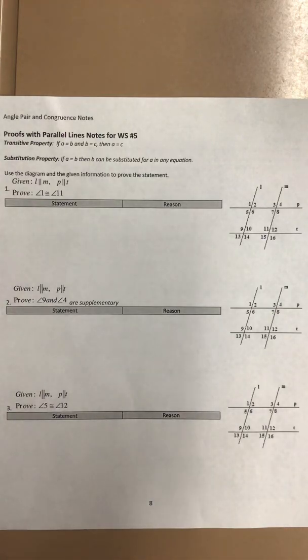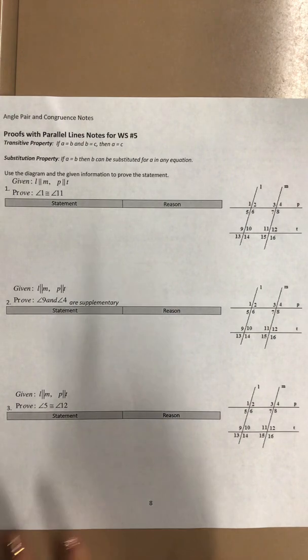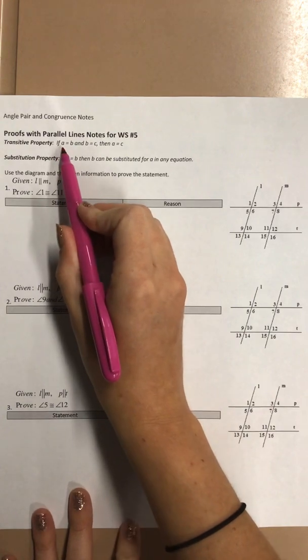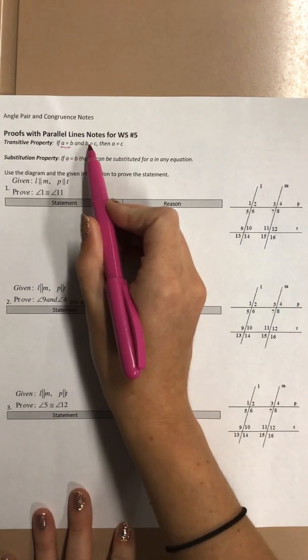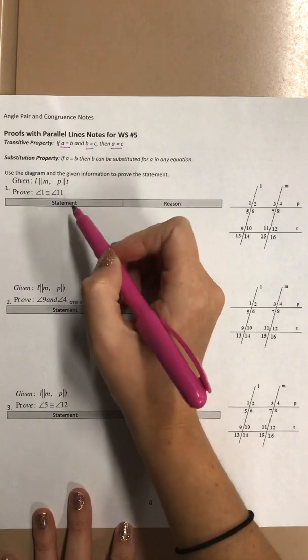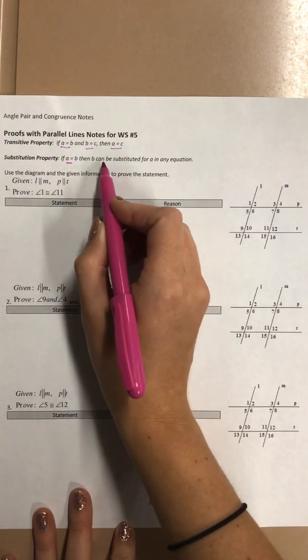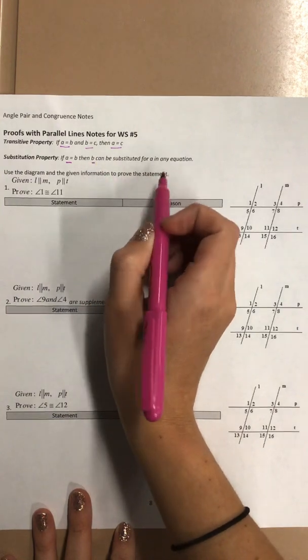Okay, so we are on notes 5, and it's proofs with parallel lines. So we are starting our proofs today. And the first thing we want to note is the transitive property, which basically says if A is equal to B and B is equal to C, then A is equal to C. The substitution property says if A is equal to B, then B can be substituted in for A in any equation.